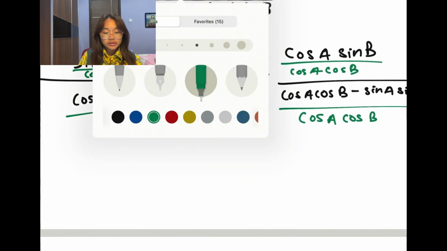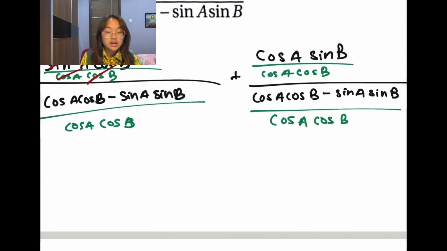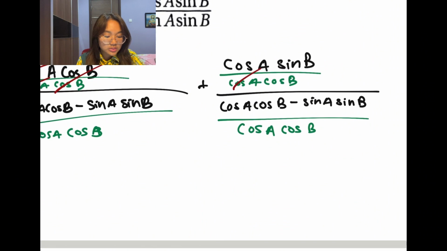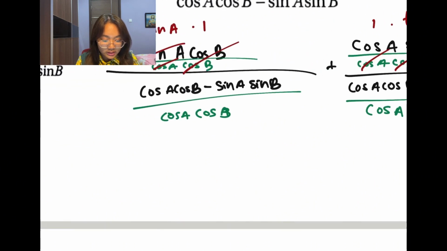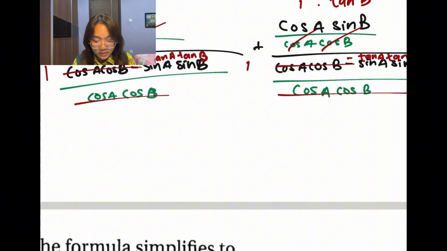Now we are just going to cancel all of them. So sin A over cos A becomes tan A, and cos B over cos B becomes 1. So tan A times 1. And here cos A over cos A is 1, times sin B over cos B, which is tan B. Down here, this one becomes 1, and sin A sin B over cos A cos B equals tan A tan B. And this one is still minus, guys, minus tan A tan B.